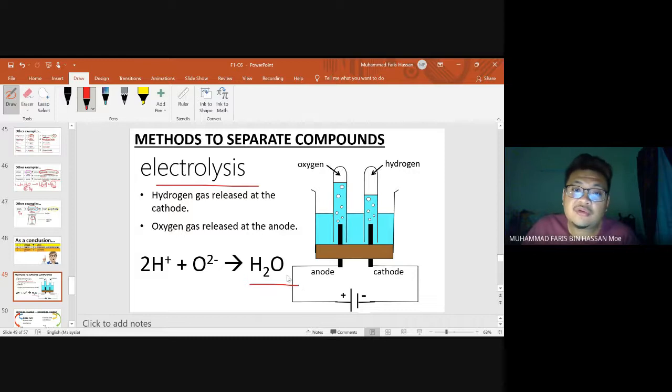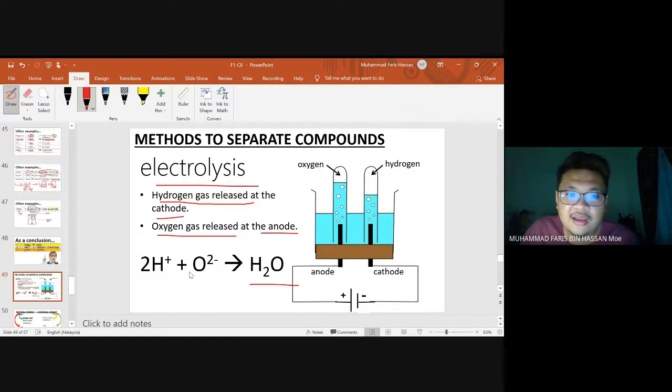So that means we want to separate the water elements to form hydrogen gas and oxygen gas. So how do we want to do it? We need to do it through the electrolysis process, where through the electrolysis, the hydrogen gas will be released at the cathode and the oxygen gas will be released at the anode. So this is the chemical equation for this kind of reaction.